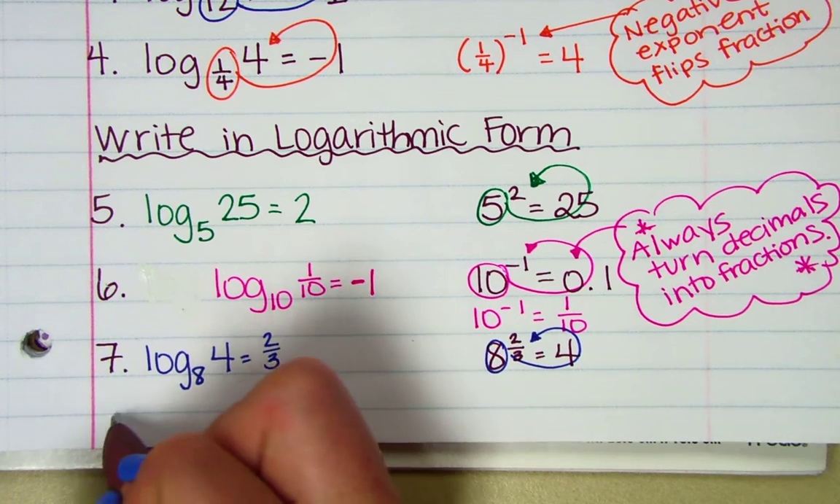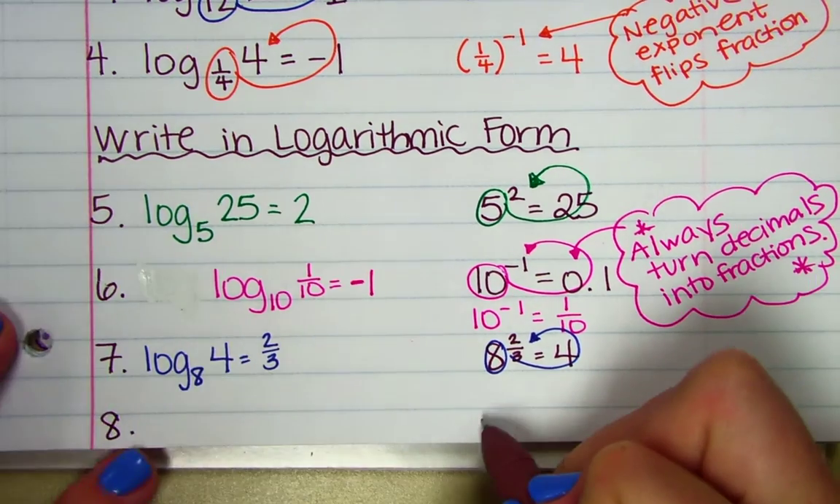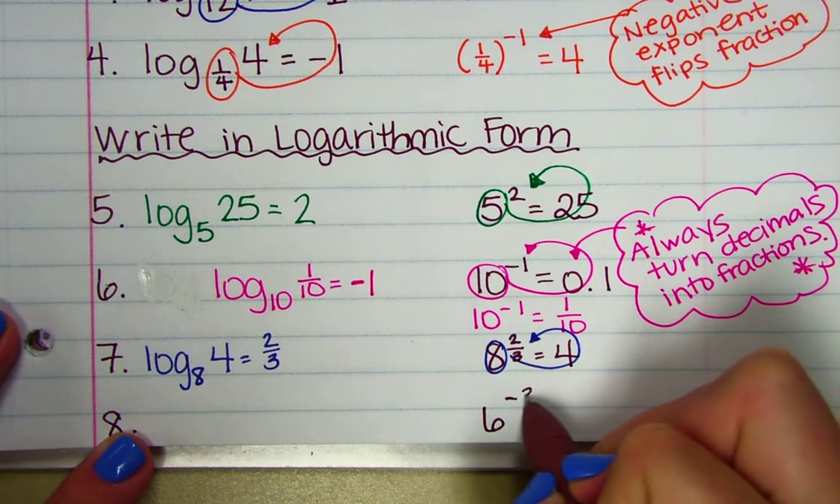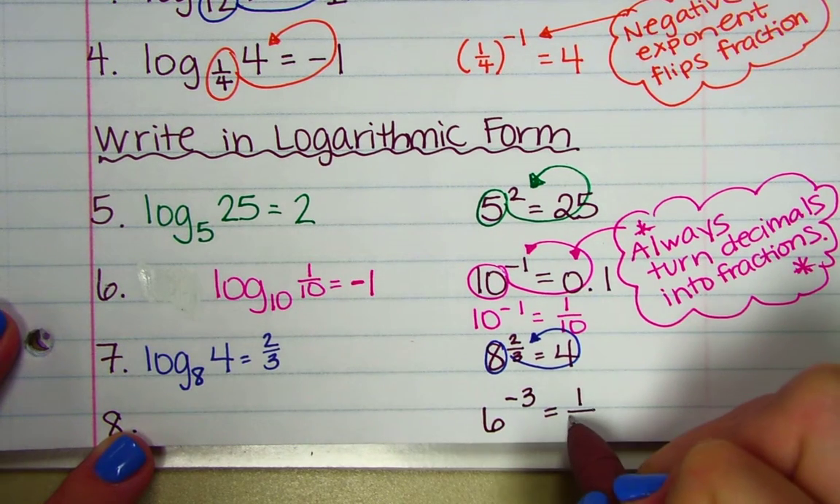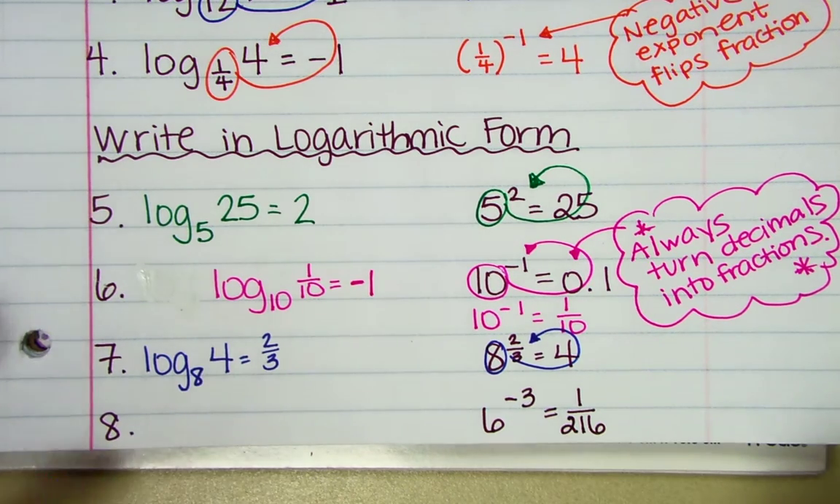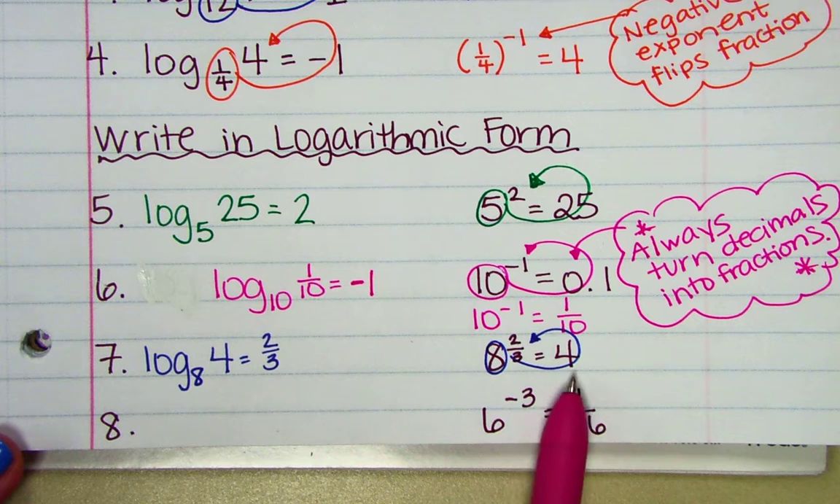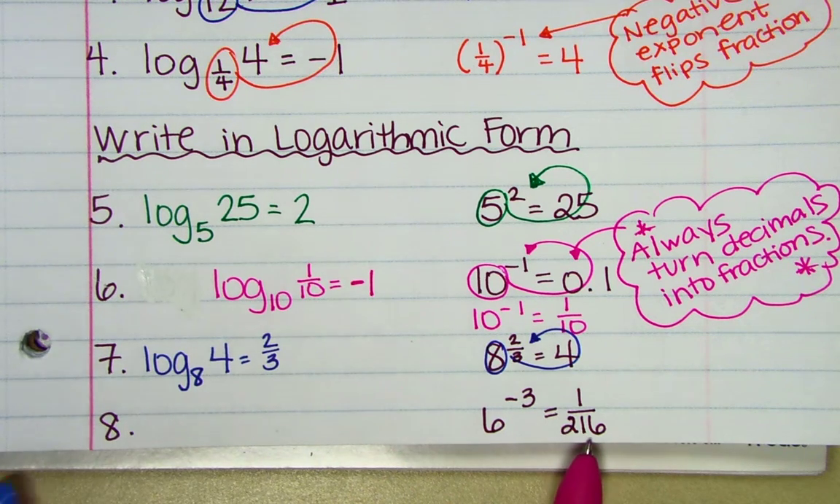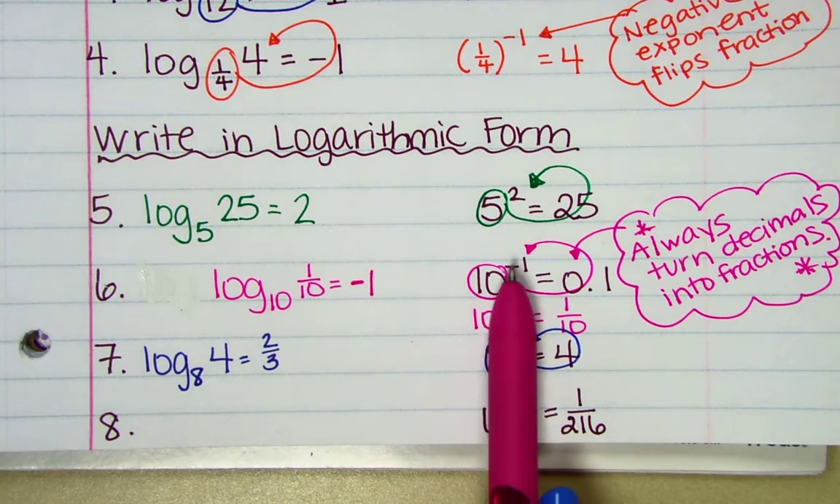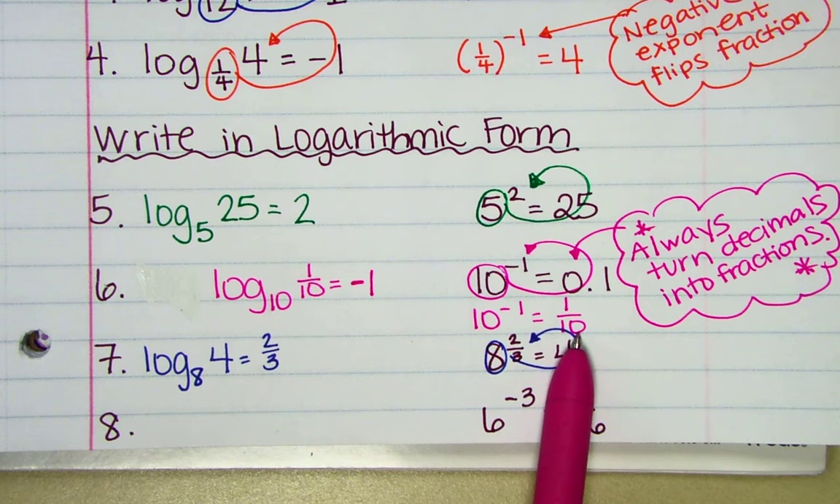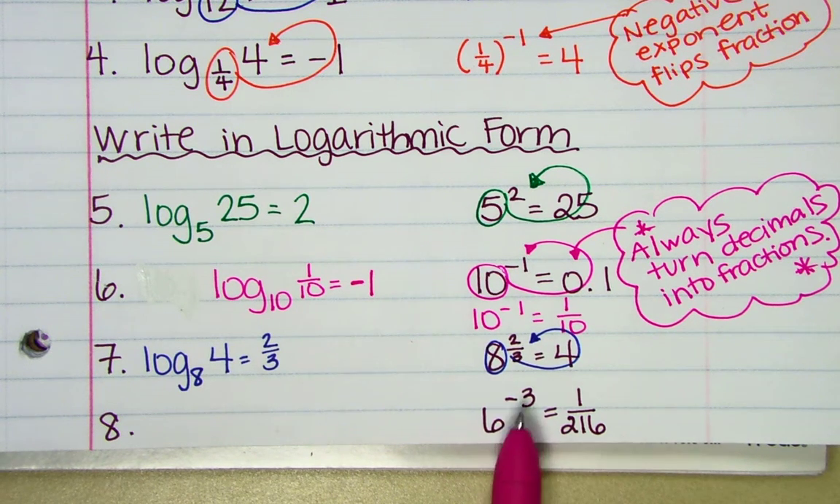All right, that's fine. Okay, and then number 8, we've got 6 to the negative 3 equals 1 over 216. Okay, first of all, before we write this out, think about this. 6, the negative, flip the fraction, right? It goes on the bottom. Here, since it was just negative 1, it just flipped it to the bottom and stayed the same. But what is 6 to the 3rd power? Maybe try it in your calculator. What's 6 to the 3rd power?